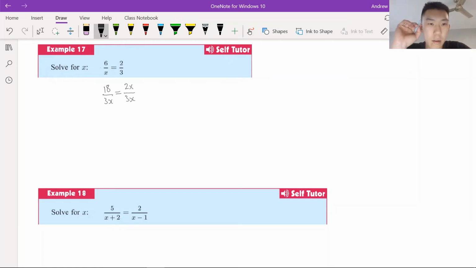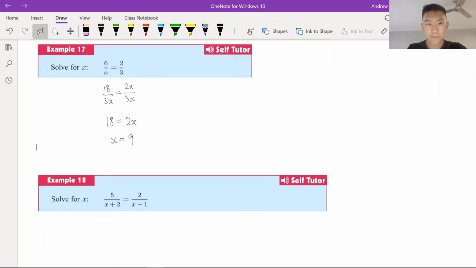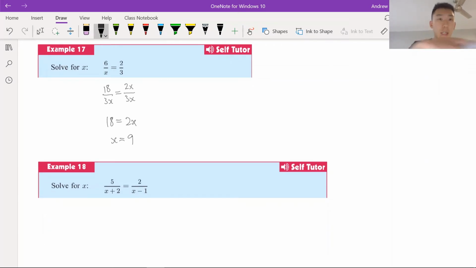The reason we do this is that if both fractions are equal and they have the same denominator, the numerators must be equal. Algebraically, we can also multiply one of the denominators to the other side, and we can see that it cancels out, but you can just go straight here. 18 equals 2x, because the numerators must be equal, so therefore x equals 9. That's just another strategy you can use when you see equations with fractions in them.